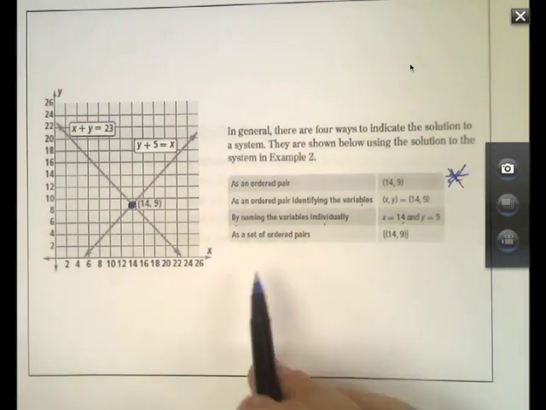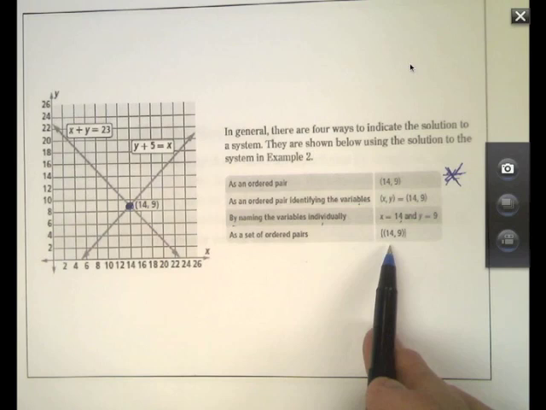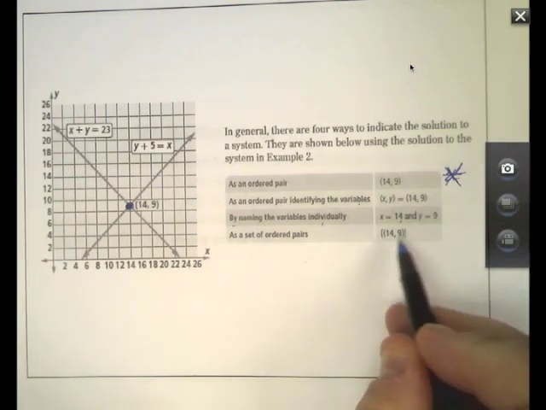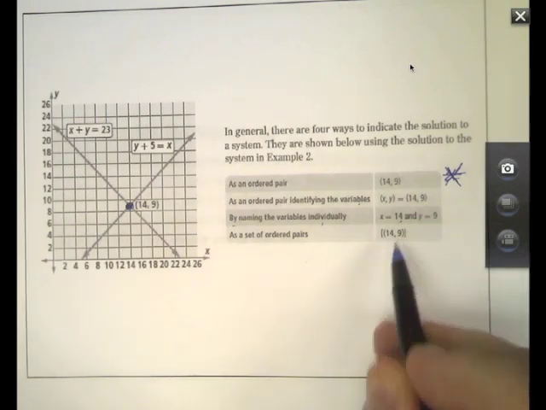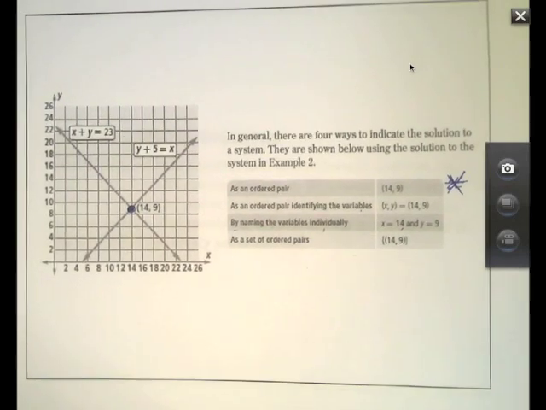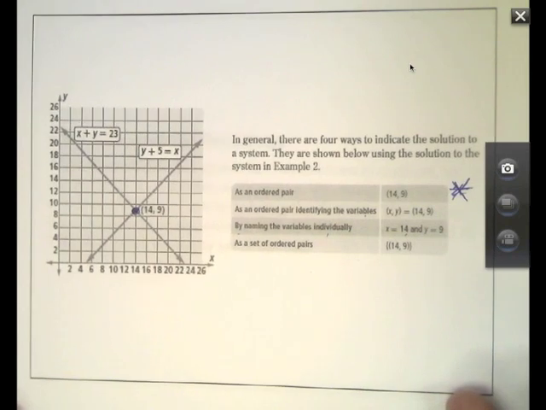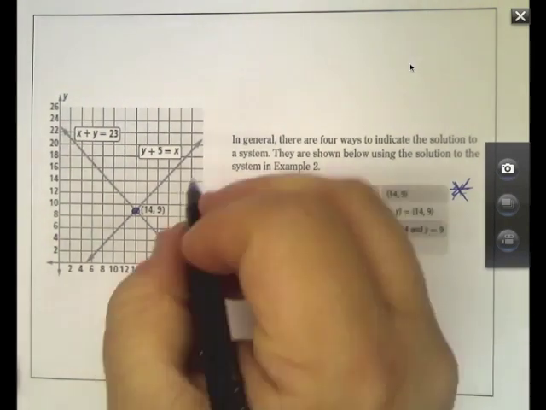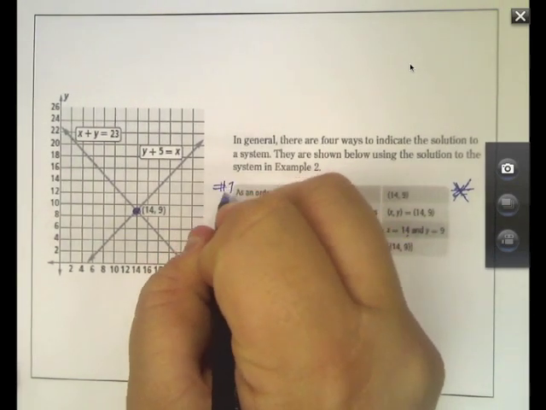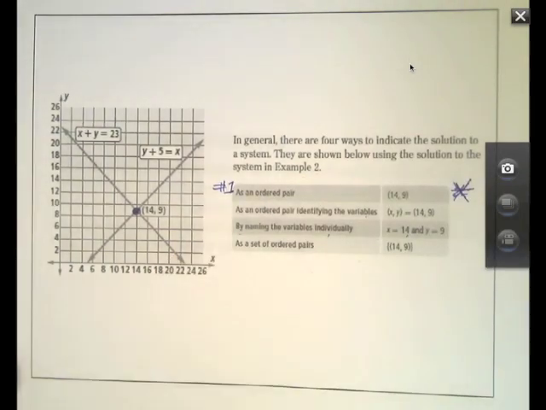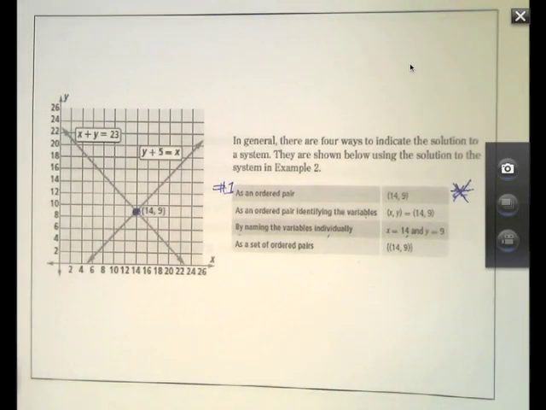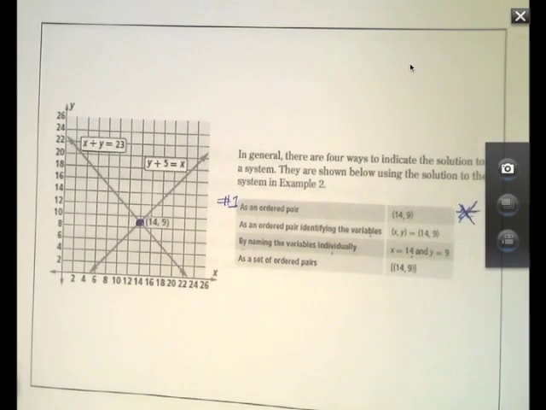Or you can write it as a set of ordered pairs. You can make the set and put your ordered pair in the box, signifying that that is the only point that will work for those two equations. As I said, this is the number one way. You are going to write it, and I'm going to write it. I just want to make sure that you know that there are other ways.